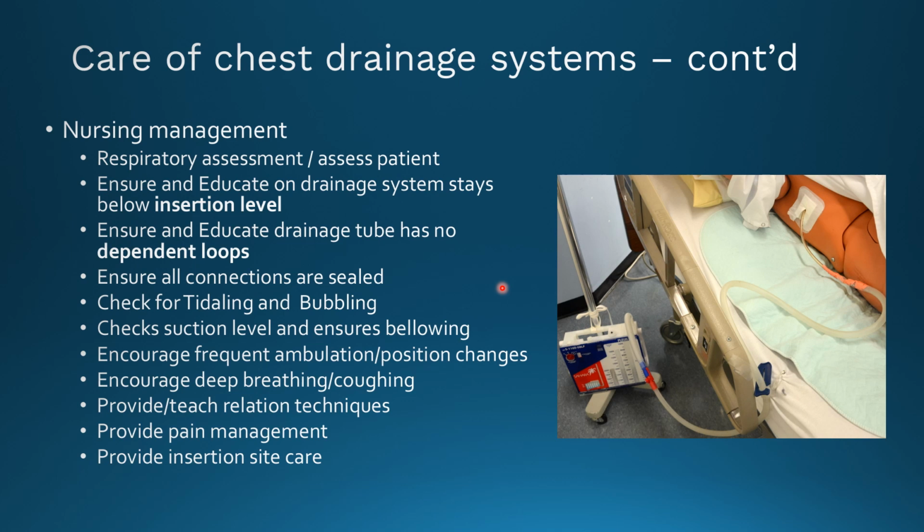We're going to make sure that this patient has frequent ambulations and changes of positions. We're wanting this patient to use all their different lung lobes, and the best way to use all the different lung lobes is through ambulation and position changes.